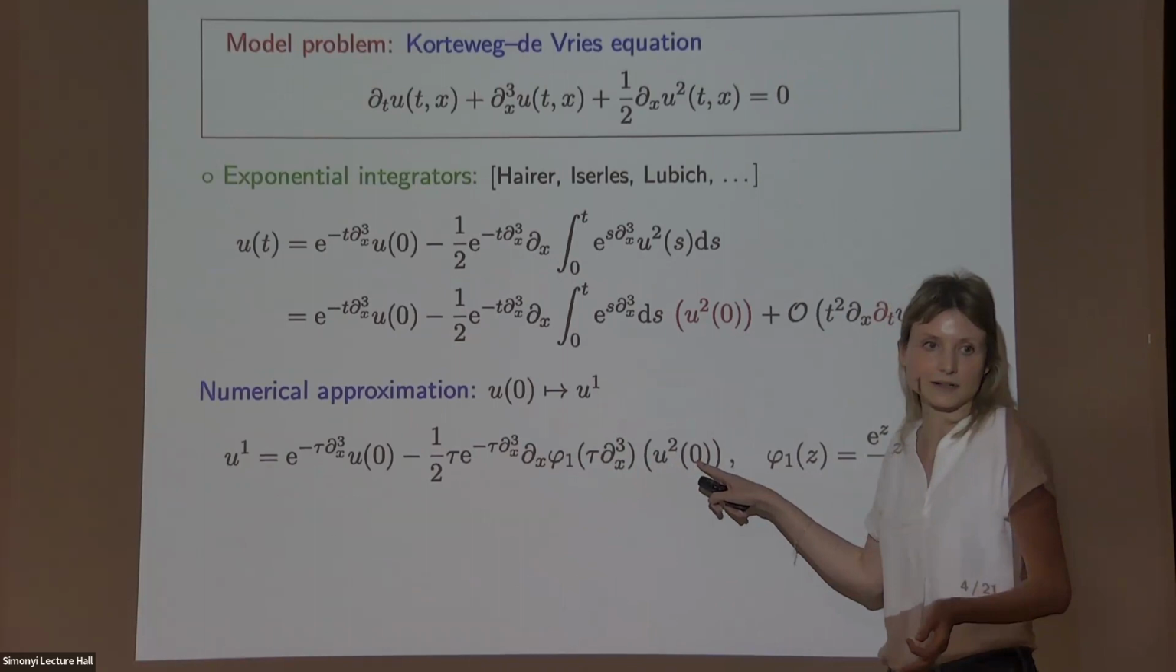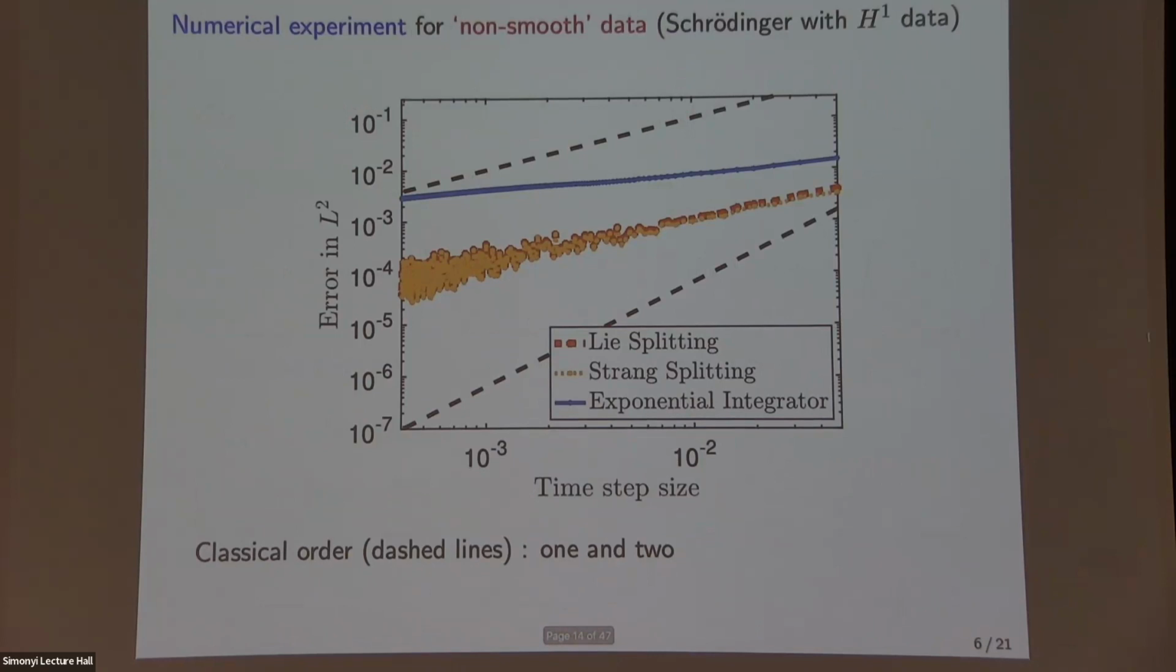Okay, now, of course, you can say maybe this is some technicality you need for your proof, all this smoothness. But then in numerics, what you can do is you can always check your convergence numerically and see whether you actually need this smoothness in your solution. And so here you see a convergence plot.